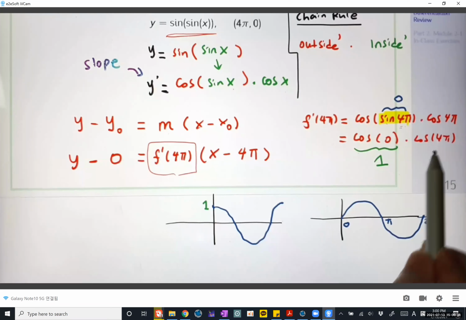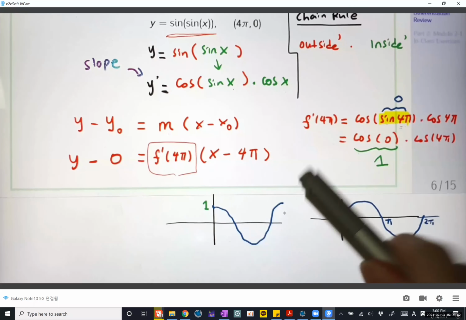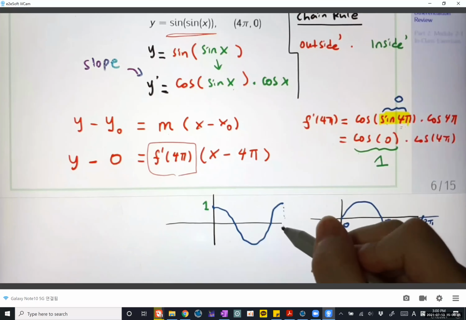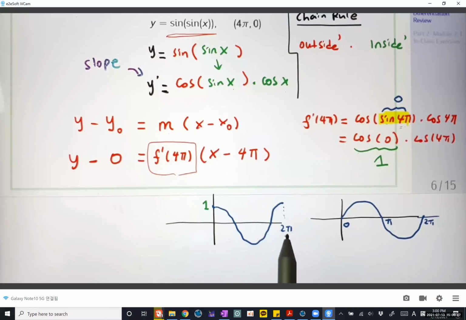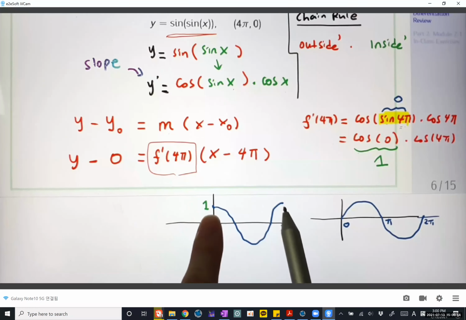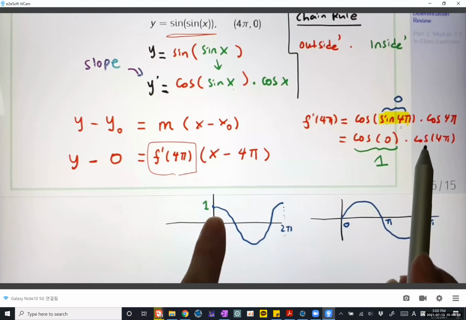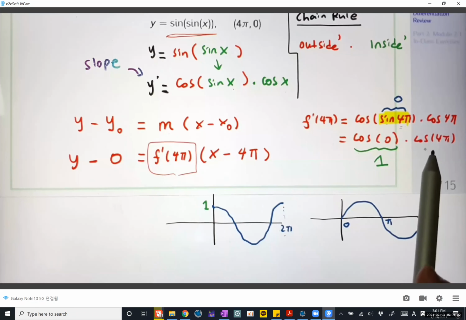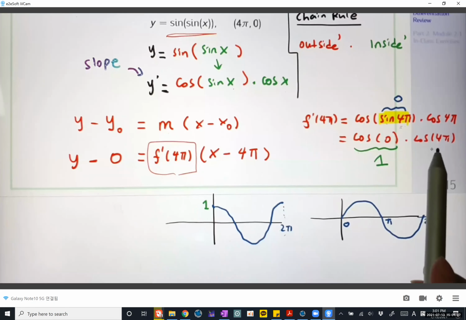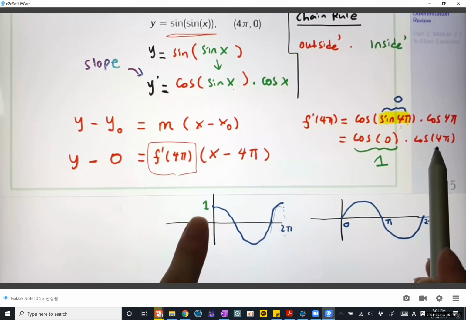And then cosine of 2 pi, everyone, when x is 2 pi, you come back to 1 as well. So here's my question. If cosine of 2 pi is 1, what is cosine of 4 pi? Anyone? Okay, good job. If cosine of 2 pi is 1, cosine of 4 pi is also 1.